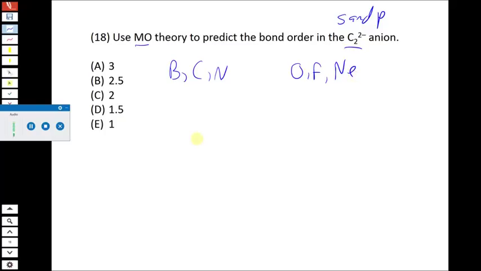So the s orbitals always mix the same way. They're going to form a sigma 2s and a sigma star. So those are always your first two orbital levels, sigma and sigma star. That's going to be the same over here.